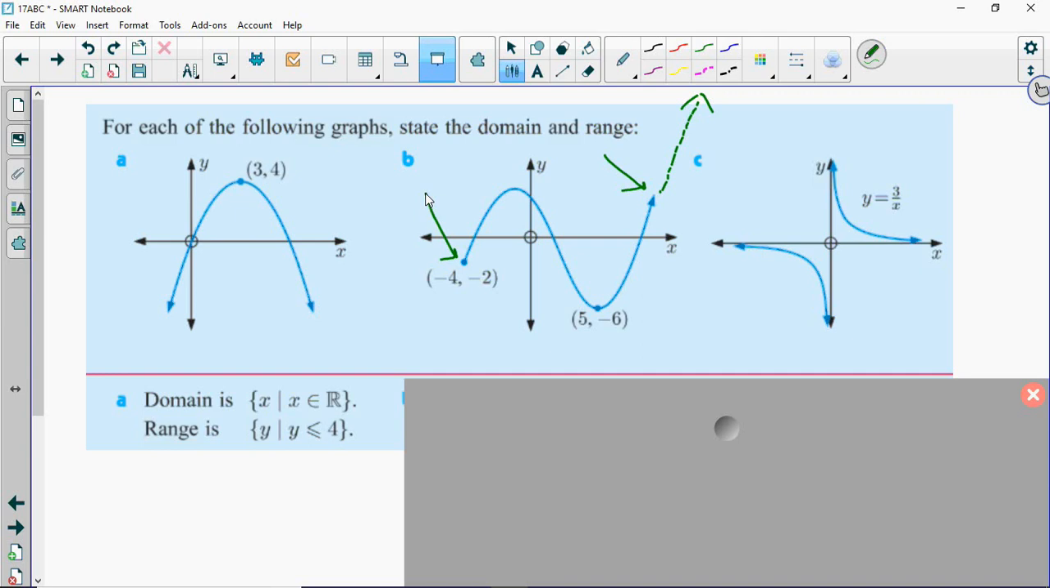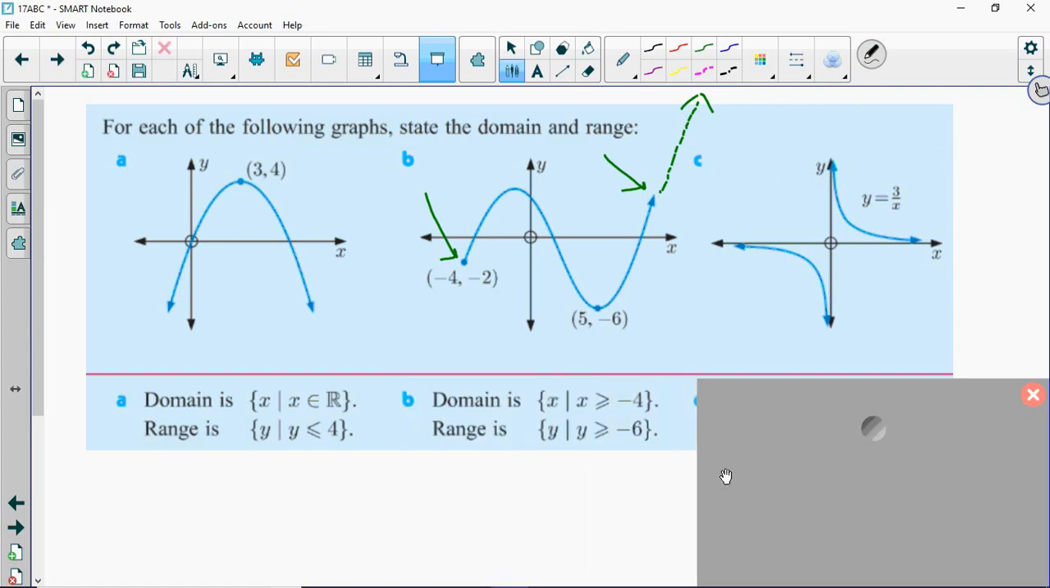So anyway, if I had a graph that looked like this, then I would interpret that arrow to mean that it's going to keep going up and down and up and down and up and down. But that's not what we're dealing with in any of these. So, right, the range. So the smallest y value is -6, and then it appears to be every y value above that. And finally, this third one, this is y equals 3 over x.